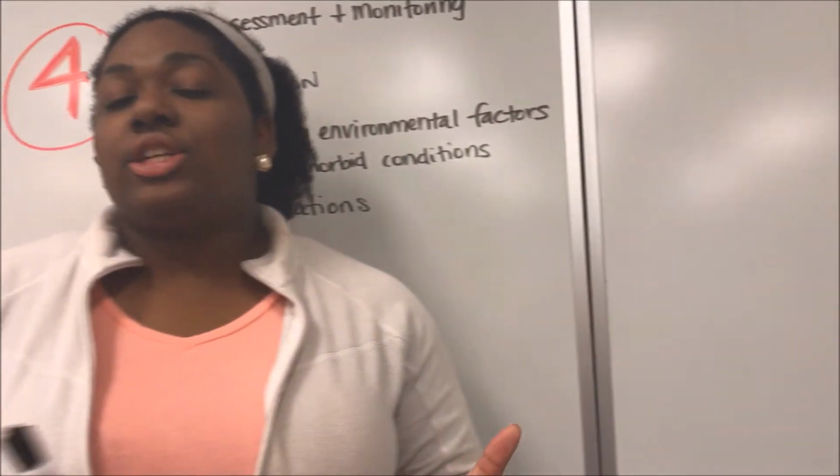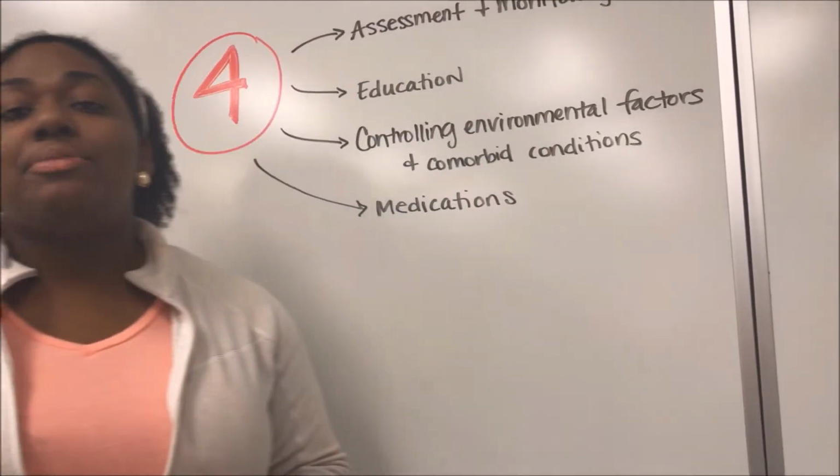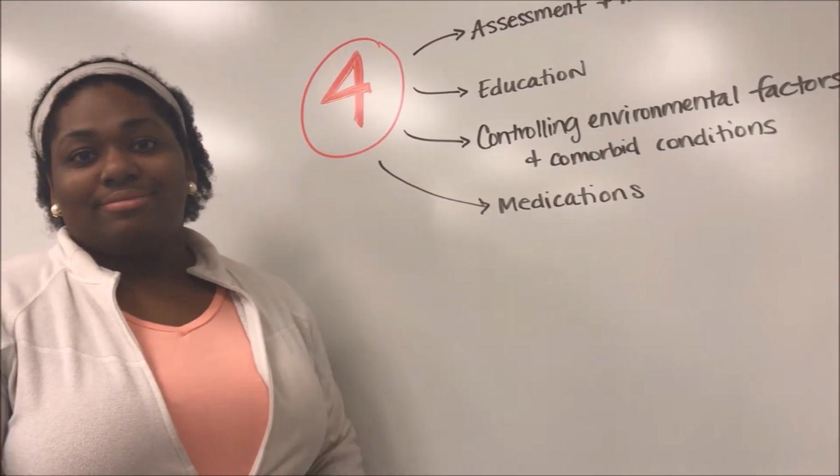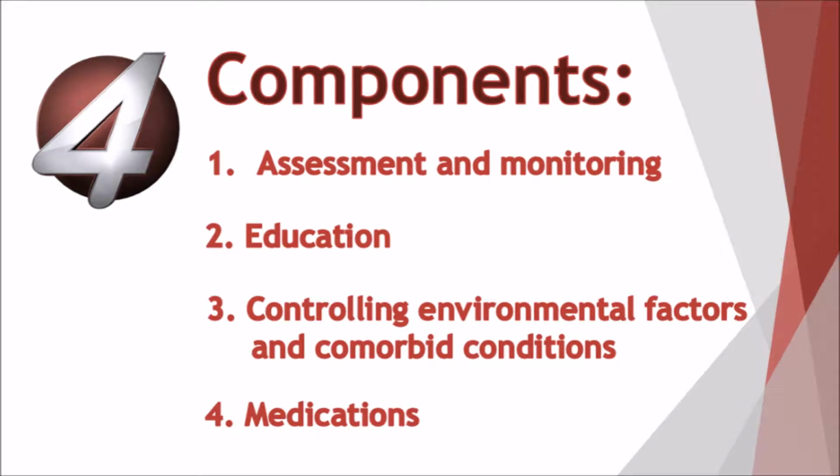Components of care in the management of asthma for our patients. They first are assessment and monitoring. The second is education. The third is controlling environmental factors and comorbid conditions. That last component is medications. As I mentioned here, these four major components begin with assessment and monitoring.